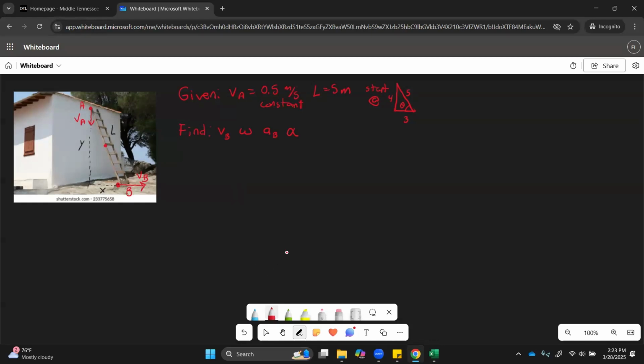Okay, so the order that we need to solve things in is really we'll probably end up having to get omega first before VB and alpha before AB. But let's start off by labeling what type of motion the ladder has. Is this translation, rotation, or general planar motion?